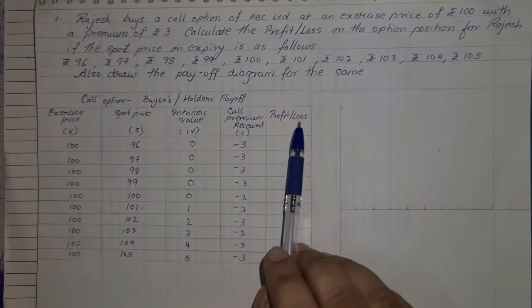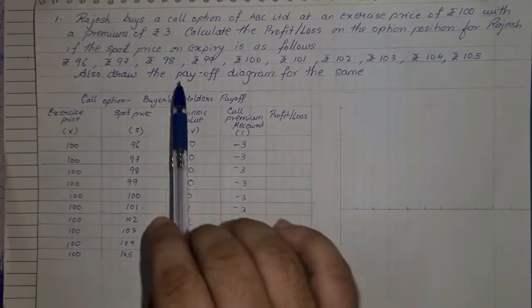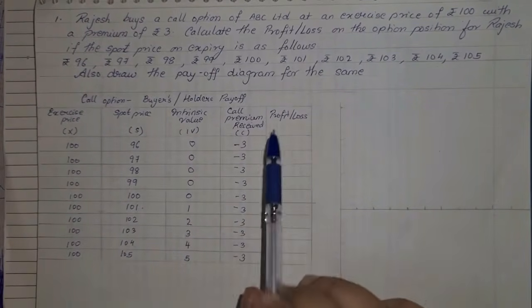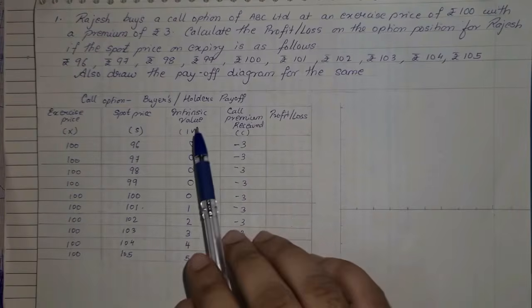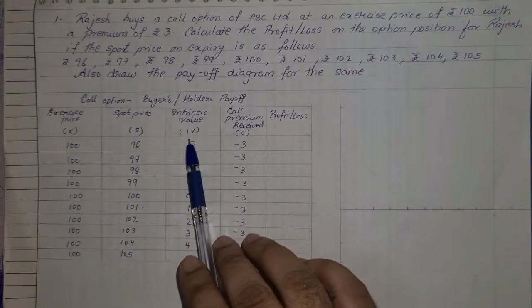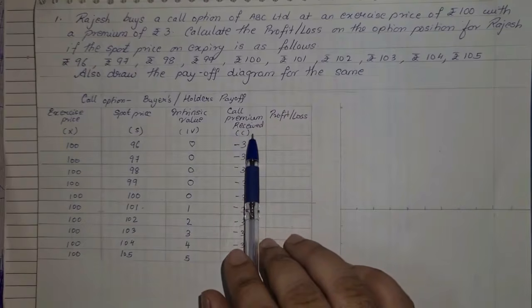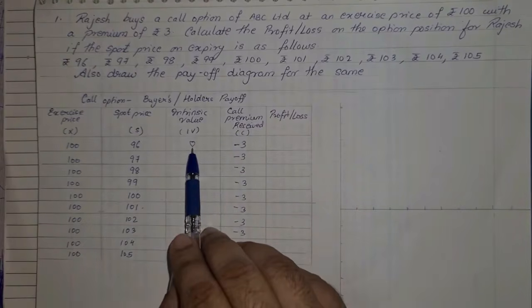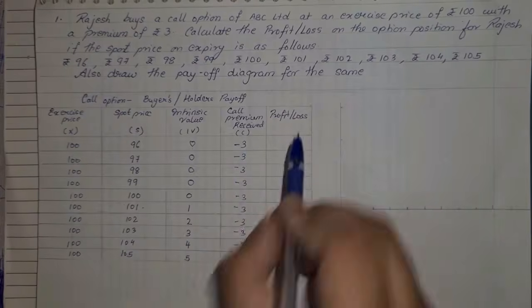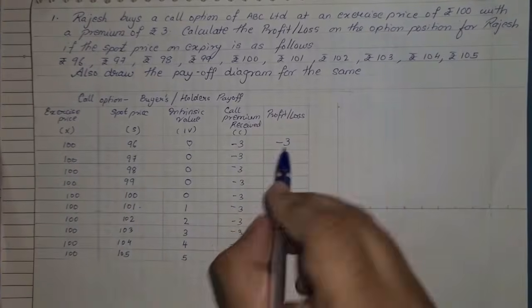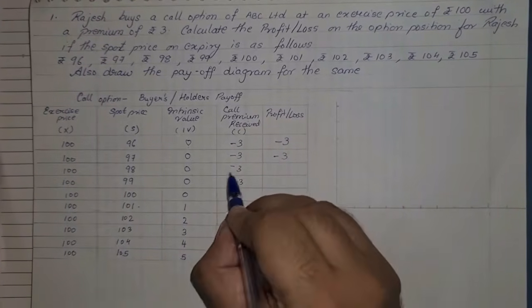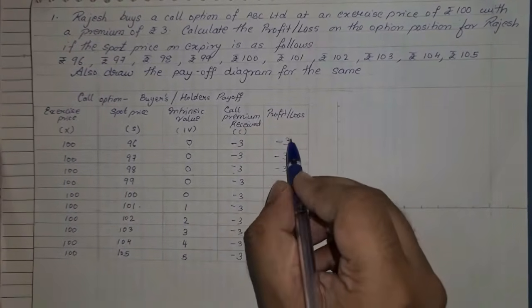Now the last thing that we need to find is the profit and loss, because that's the thing that they've asked us to find. Remember, the profit and loss is the intrinsic value minus the call premium. So 0 minus 3 gives you -3, 0 minus 3 again gives -3, 0 minus 3 is -3. So this is basically your loss.